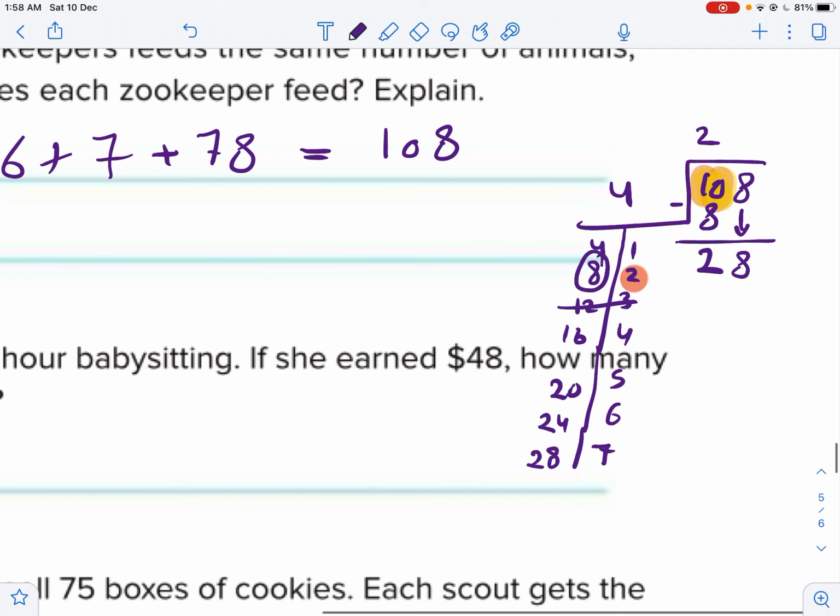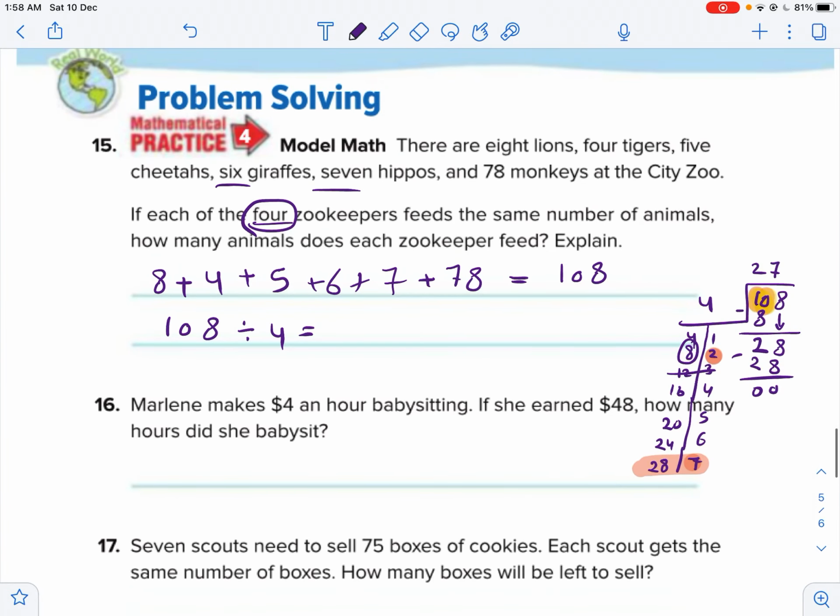So here we are. We found it. And the hero this time was the 7. Here's the 28 and the hero. I will write it up here. Next I subtract, 0. Now the answer is 27.